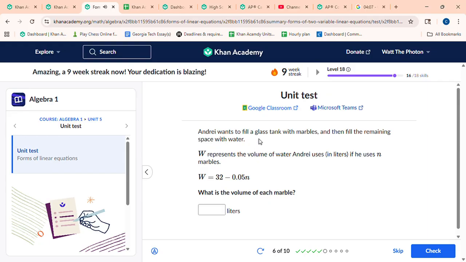Andrea wants a glass filled with multiple marbles. Cool. Then fill the remaining space with water. This is the water displacement. What's the volume of each marble? Space with water. That makes sense. I don't really understand where the math is.